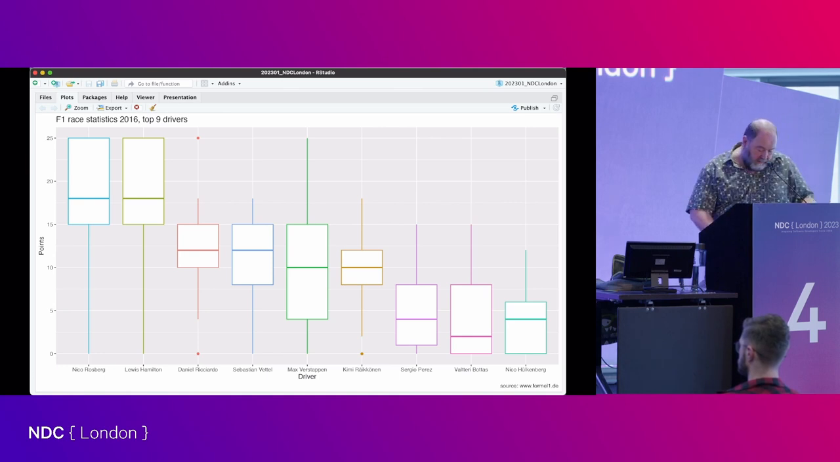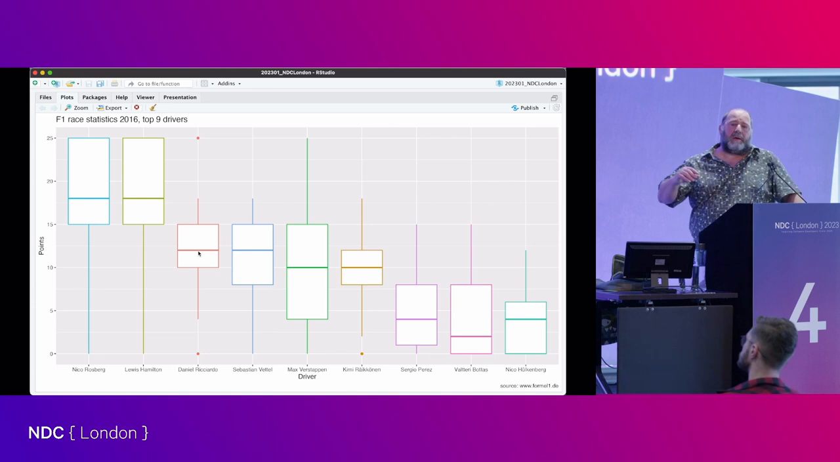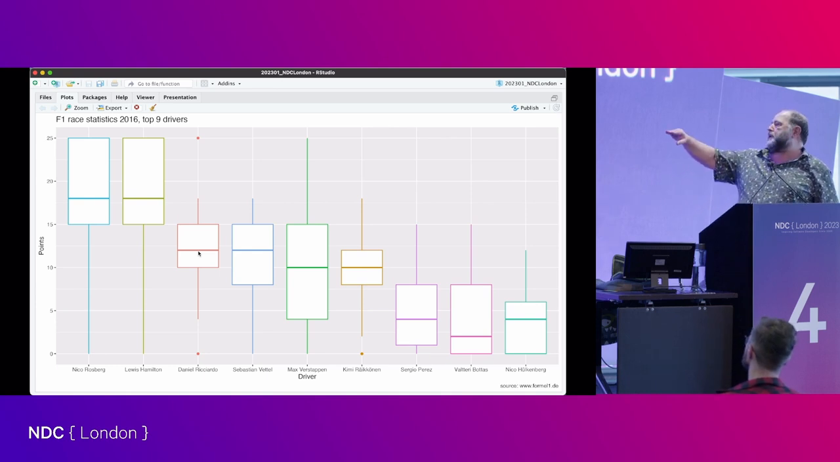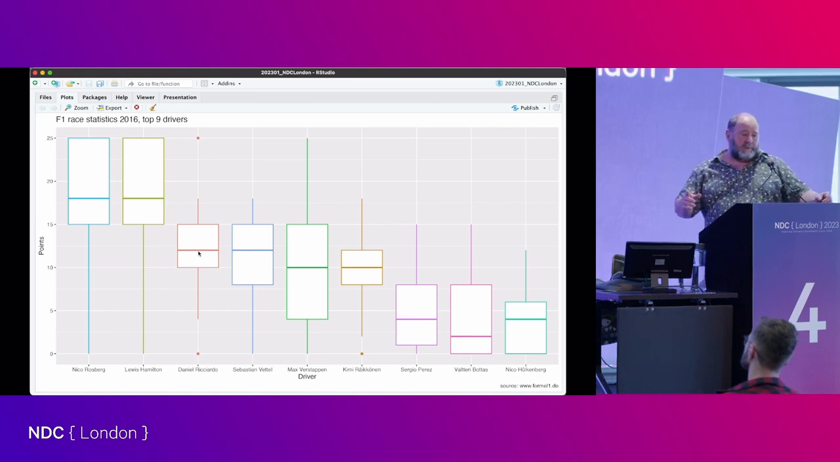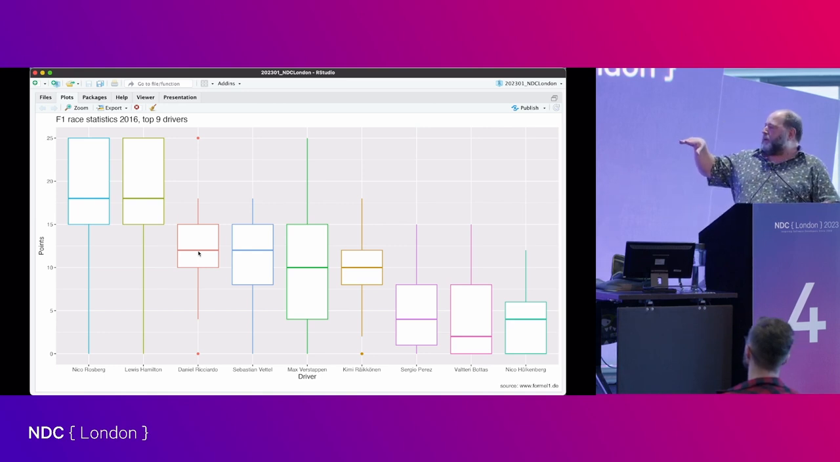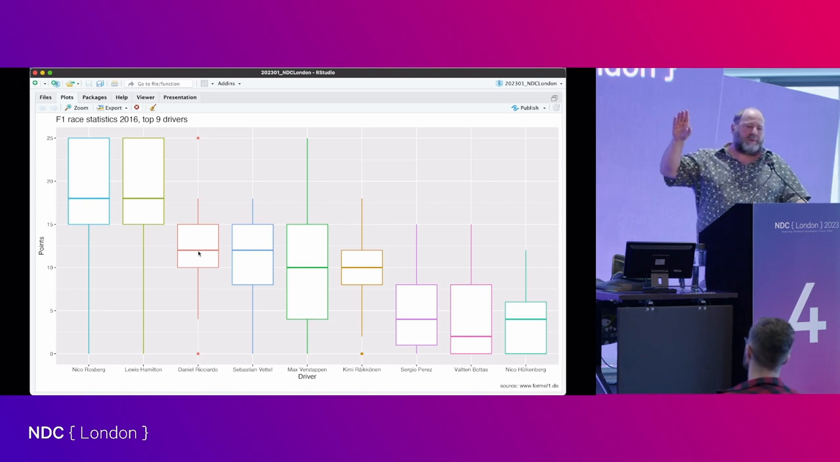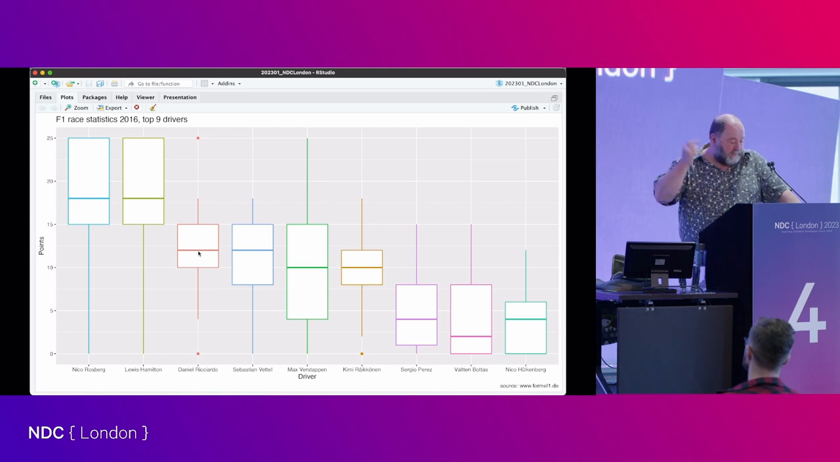Let me see. We start with the third one here, I guess. That's Mr. Ricciardo. If you look at this box here, we have this fat line in the middle that says that's a 50% line. In 50% of the cases, he gained less than whatever it is, 12 points. And in 50% of the cases, he gained more than 12 points. I cannot for the life of me remember if 12 points falls into the lower or the upper case. I have to look it up.